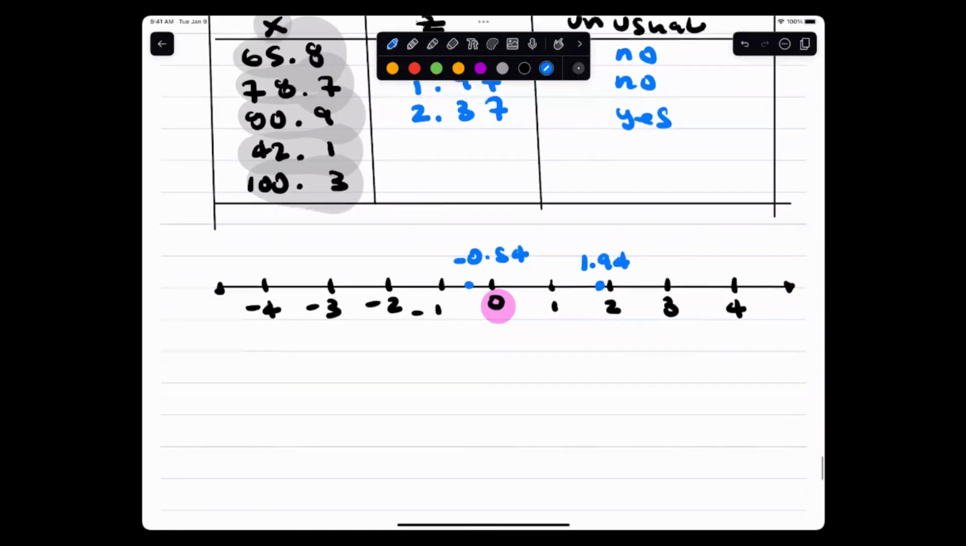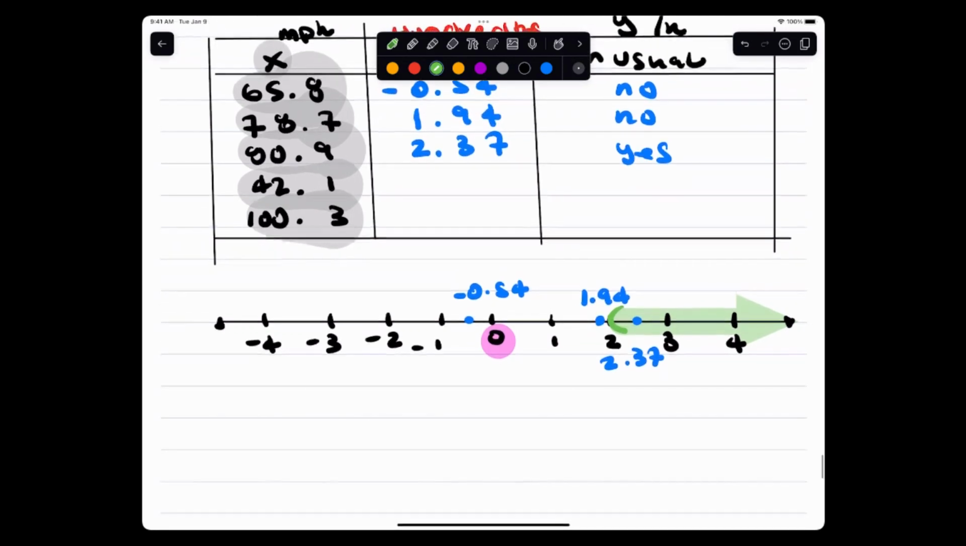Where will we plot that? Somewhere over here, maybe. I might have to put it down over here because sometimes there's just not enough space. The point I want to make is anything that's above 2 is considered unusual. 2.37 certainly is above 2. Technically we can say this is more than 2 standard deviations above the mean. The whole number 2 is the number of standard deviations. So yes, it is unusual. Okay, let's check 42.1.